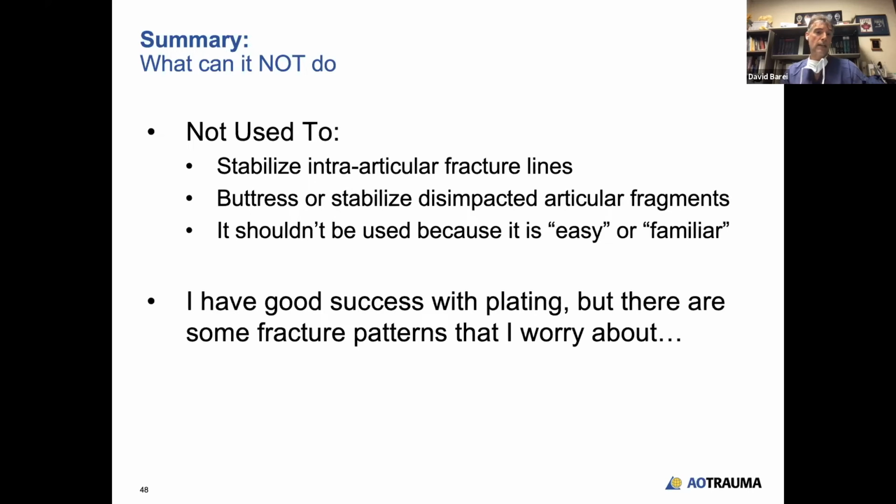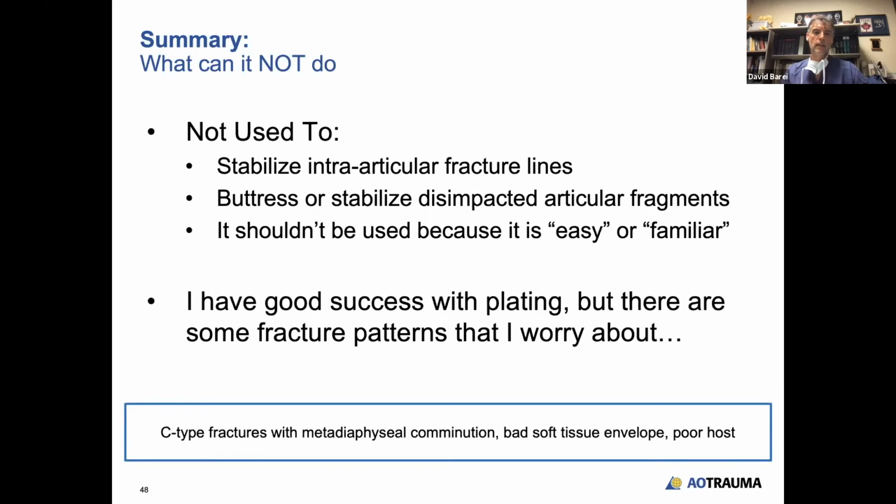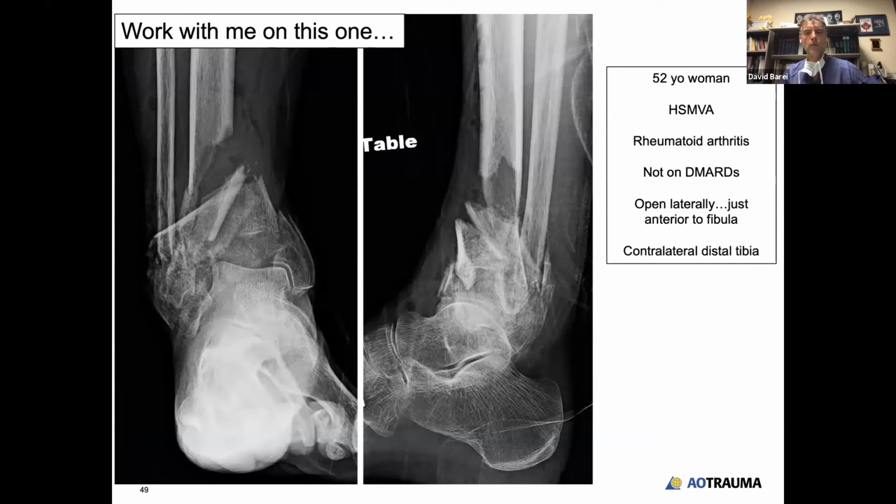And those are some fracture patterns that I worry about that I showed you. These are the ones that I think are the problems: the bad soft tissue envelopes, the poor host, and that metadiaphyseal comminution. And if you work with me on this one, I'll just show you this last one.